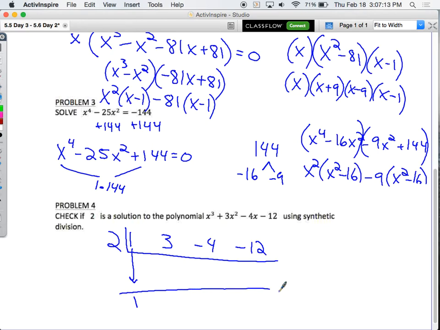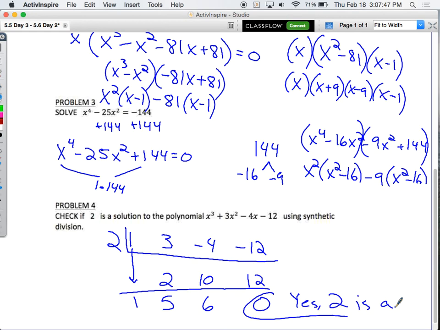We then multiply and add over and over again. 2 times 1 is 2. 3 plus 2 is 5. 2 times 5 is 10. Negative 4 plus 10 is 6. 2 times 6 is 12. Negative 12 plus 12 is 0. If your last number is 0, the answer is yes. So yes, 2 is a solution.